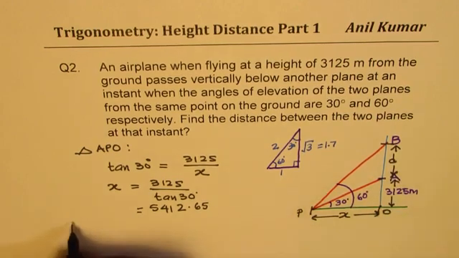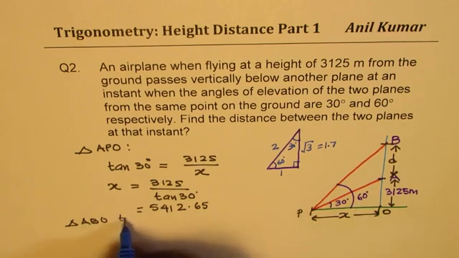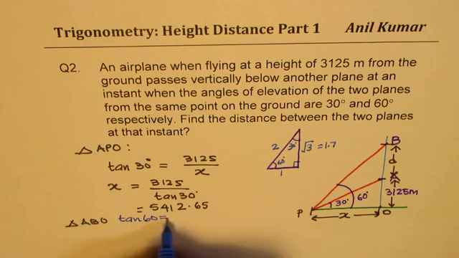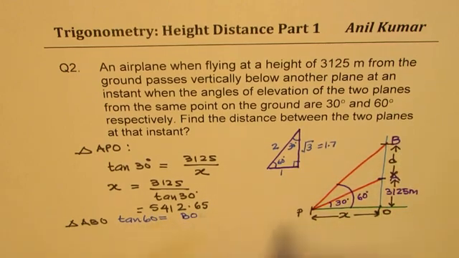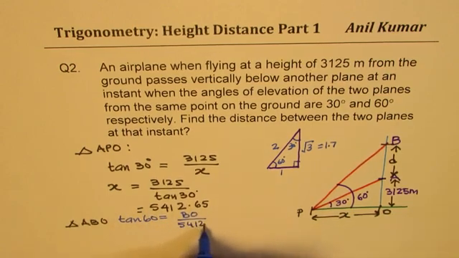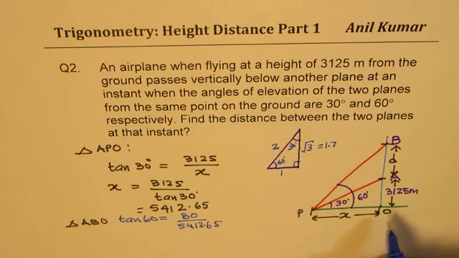So now we will solve the bigger triangle, ABO, right? Now again, we'll use the tan ratio. So this time it is tan 60. So we have tan of 60 equals BO over x. And x we just calculated as 5412.65, correct? So that gives you the value of total height BO, right?